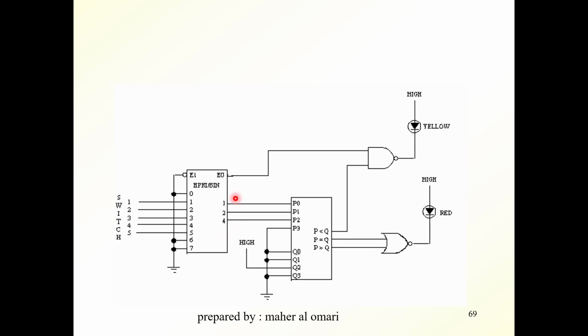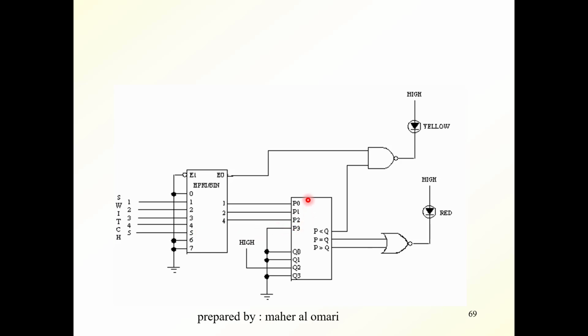What are the possible values for the code at the output here? It's the code for input 1, which is 1, 0, 0, or the code for input 2, which is 0, 1, 0, or the code for input 3, which is 1, 1, 0, or the code for input 4, 0, 0, 1, or the code for input 5, which is 1, 0, 1. It cannot be the code for 6 or 7 or 0 because they are grounded.